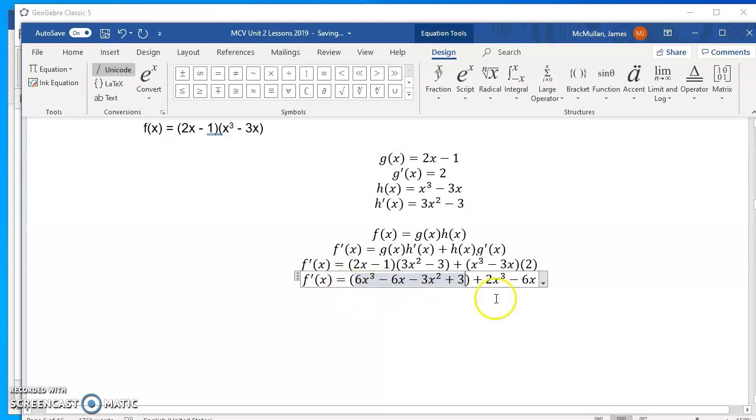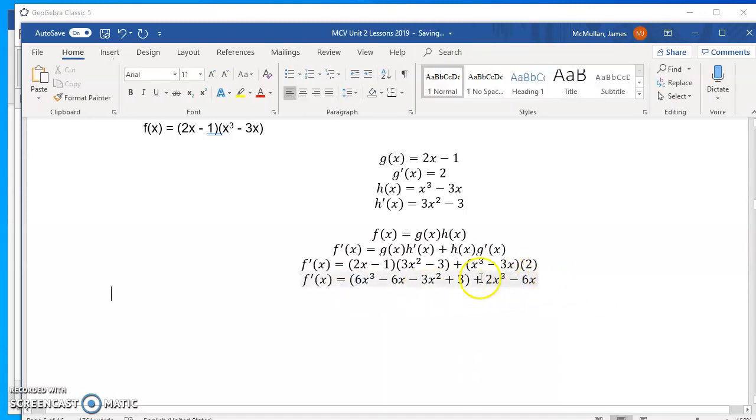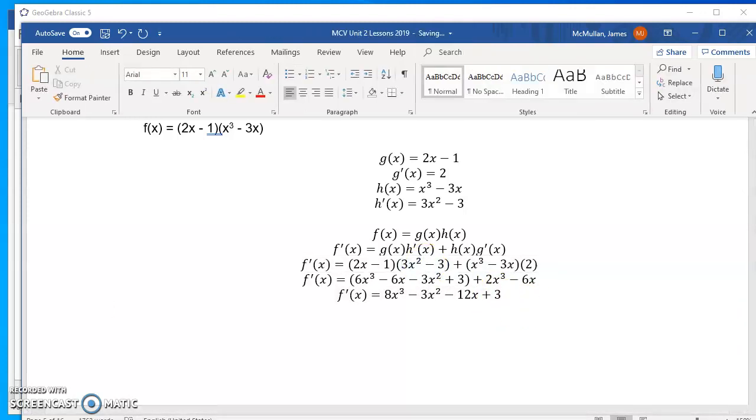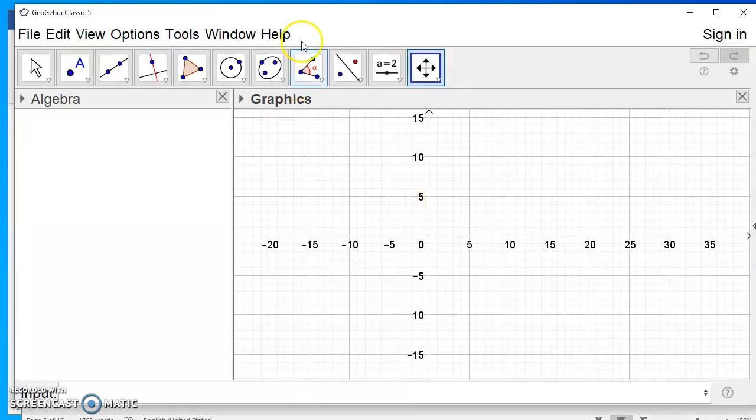Right? So you're looking at what happens here when you join these things together, and we have f prime is equal to 8x cubed. We have a negative 6x, another negative 6x, so we have minus 3x squared minus 12x plus 3. Okay, and that should be the same derivative that we get, that everyone else gets.